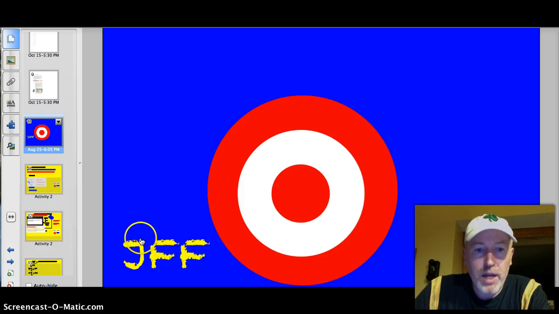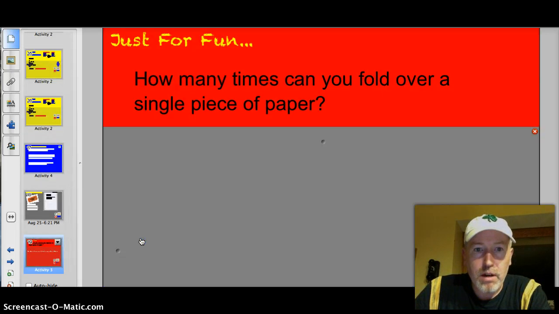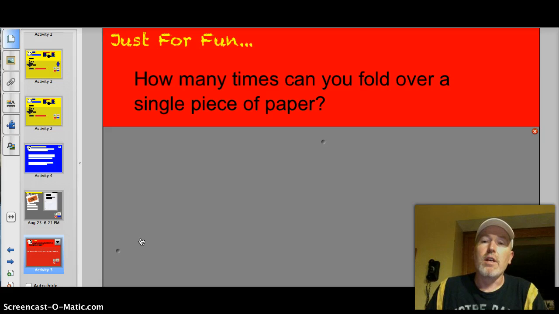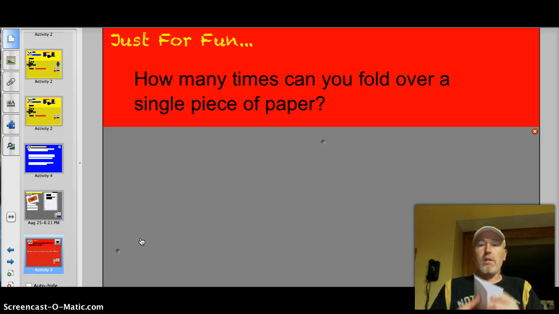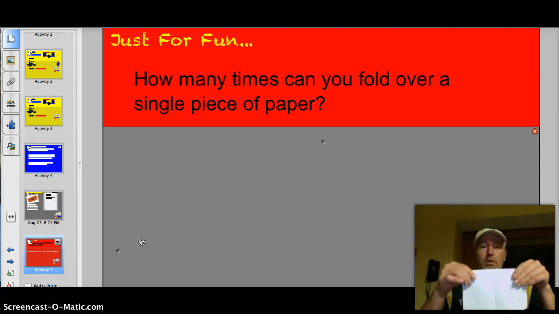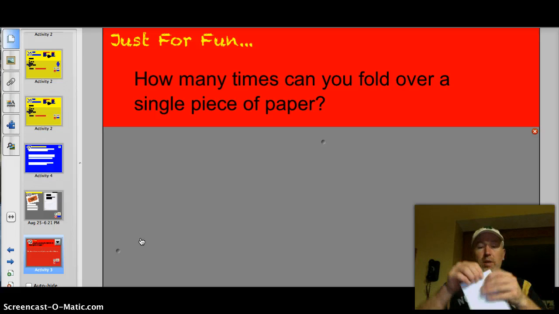But before we do that, let's get going on something kind of fun here. How many times can you fold over a single piece of paper is the trivia question for the night. So here's my single sheet of paper right here. This is one fold. Smooth that crease out. Here's my second fold.